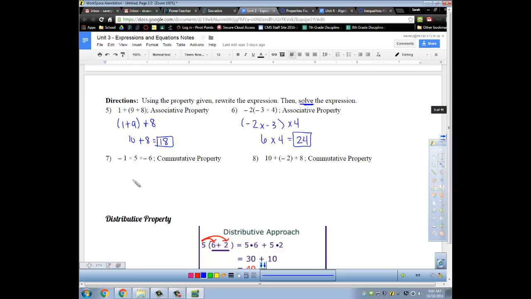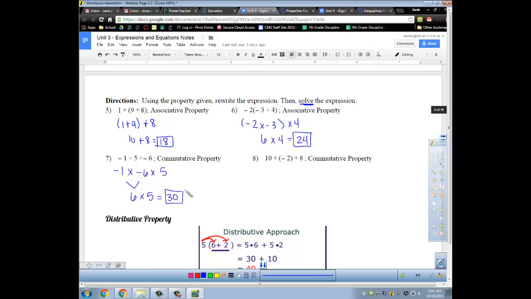For number 7, we're using the commutative property, which means switching numbers around. So since I just said it's better to have numbers with the same signs together, I'm going to switch my 5 and my negative 6 so that my negative 6 is by my negative 1. Then we can do negative 1 times negative 6. Negative 1 times negative 6 is a positive 6 because a negative times a negative is a positive. Then times 5 is 30.